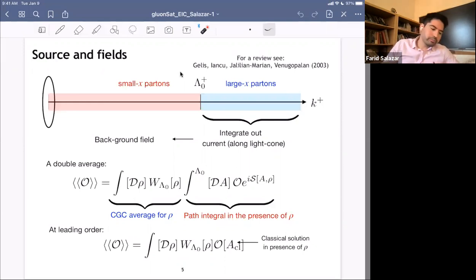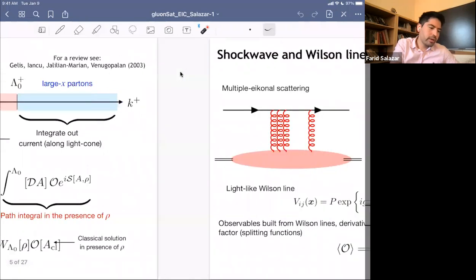By the way, if you have any question, please, I encourage you to interrupt me at any time if there is anything that is not clear or if I'm going too fast. I know that for some of you, this is very trivial and simple, but please interrupt me nonetheless if anything is not clear. And you can find much more details and information in this review.